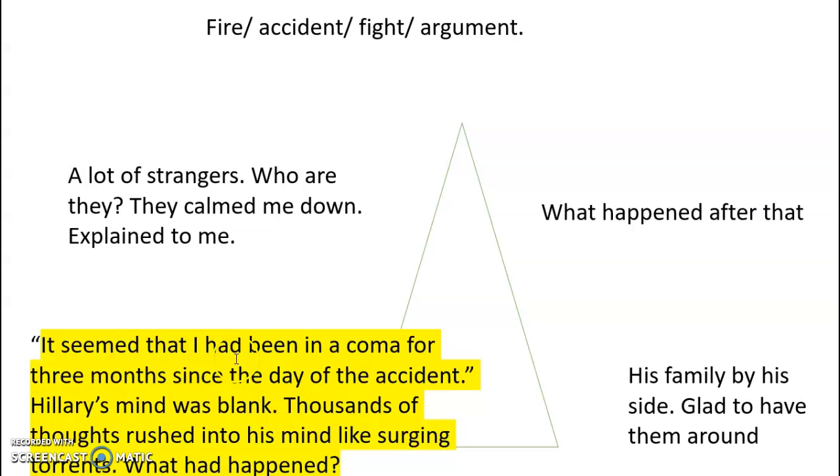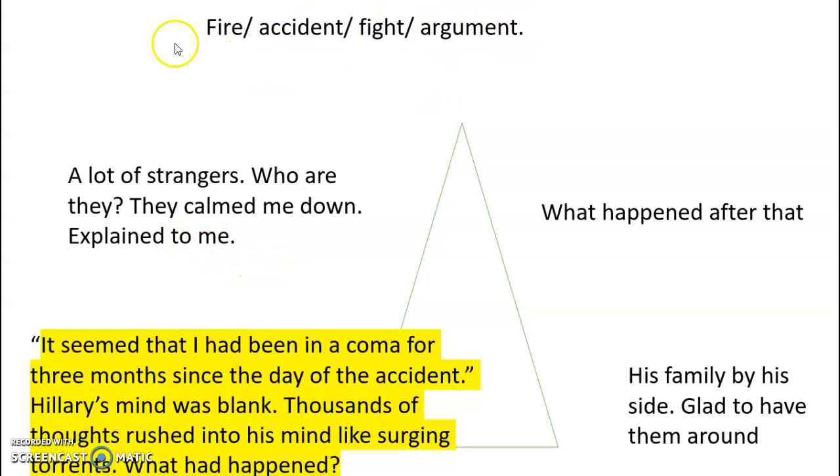First part, it seemed that I had been in a coma for 3 months since the day of the accident. Okay, so you can put this as a dialogue. Saya macam sudah koma for 3 months, selama 3 bulan sejak accident itu. Lepas tu, Hillary's mind was blank. Hillary punya minda kosong. Okay, dia fikir banyak benda. And then what had happened, apa yang berlaku. And then after that, a lot of strangers are there. Tiba-tiba banyak orang yang kamu tak tahu. Mereka memujuk kamu. Then they explain to you what happened.